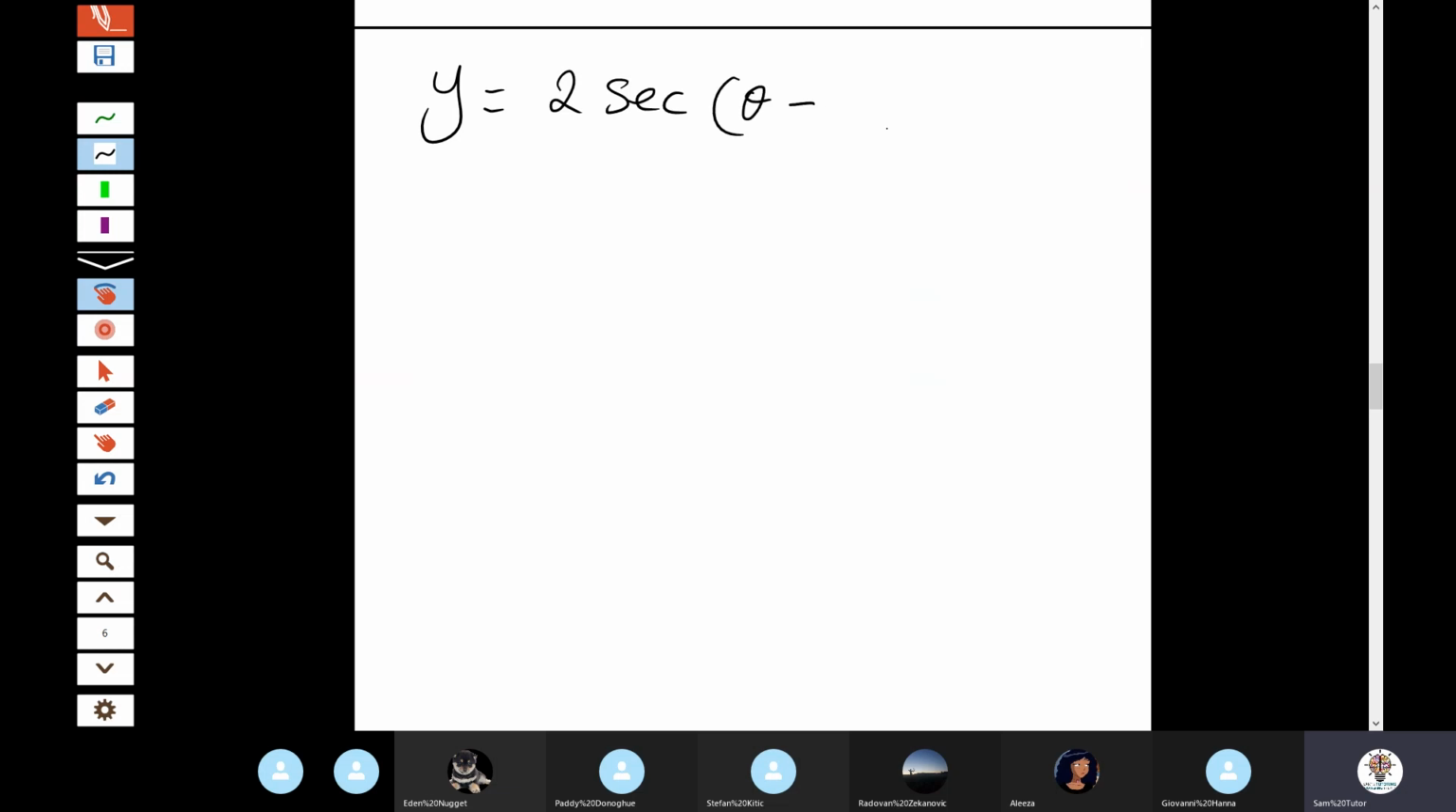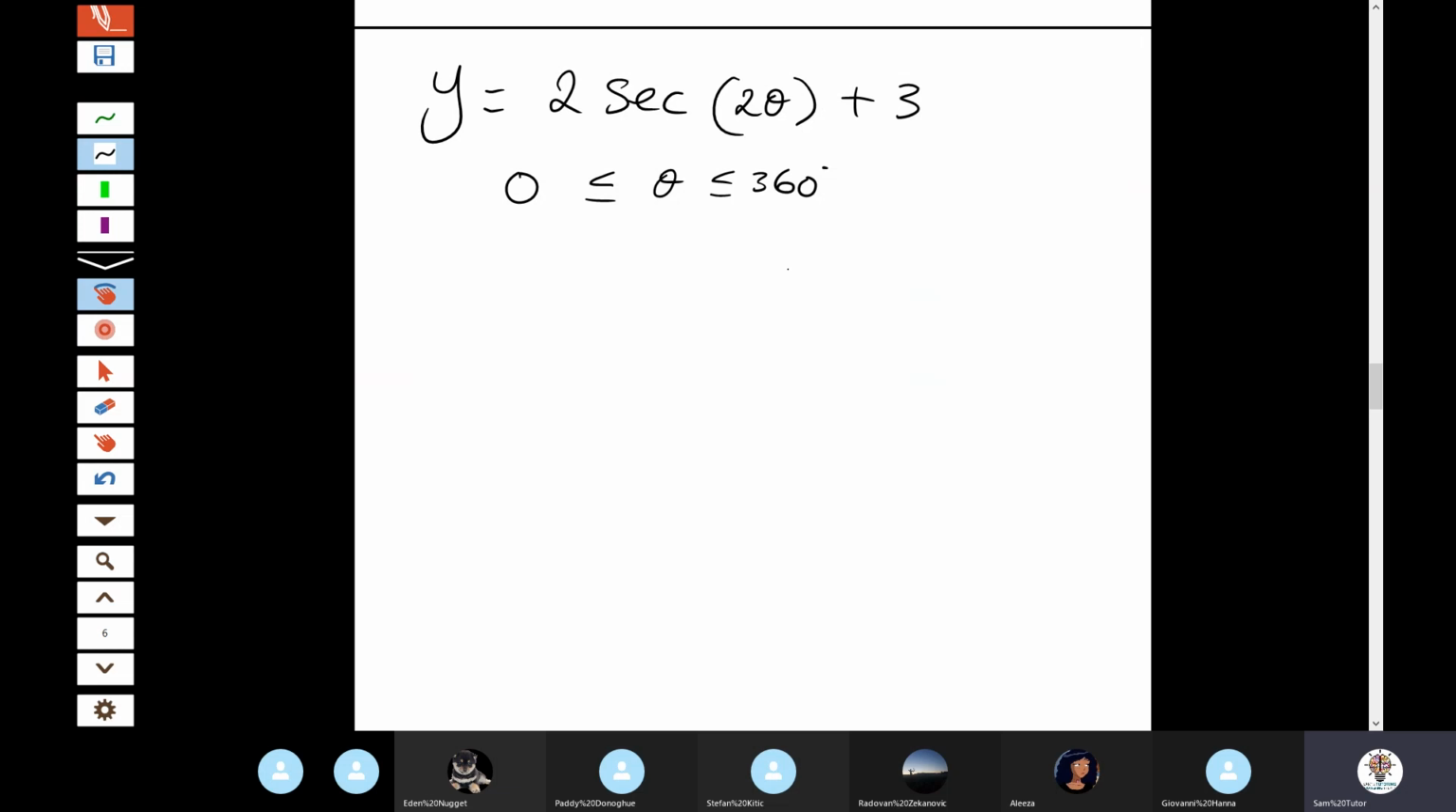Y equals, now that you're in year 12, y equals 2 sec 2 theta plus 3. And we're going to draw this from 0 theta to 360 degrees. All right, let's see how we would do this. I think this is as hard as it'll ever be. If you can actually execute a sec 2 theta and the plus 3 and the times 2 at the front, you really get everything.